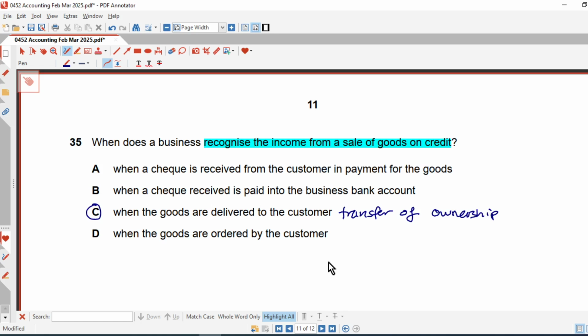Alright, so that's 35 questions covered for this 2025 February-March paper 1 accounting.